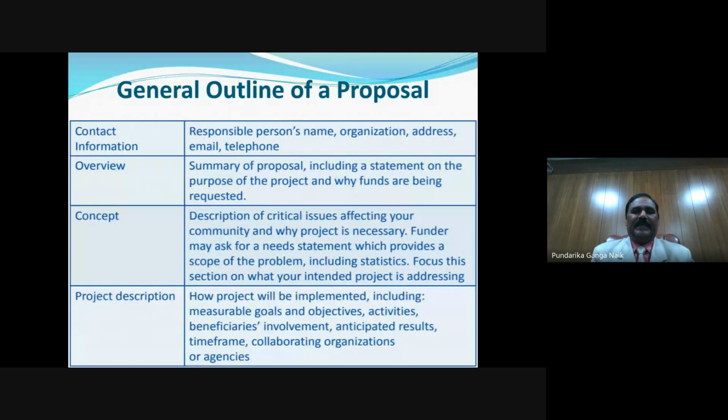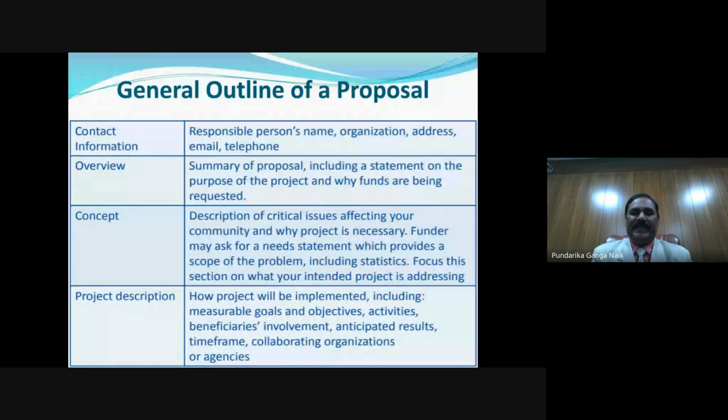So, the general outline of a proposal. Once again, it may differ from one funding agency to the other, but more or less we do follow this kind of procedure. First of all, as a standard practice, the contact information of the institution as well as the PI or co-PI who are working in the institution. Their affiliation details would be asked, and you are supposed to write the overview of your project, a summary of the proposal, including the statement and the purpose of the project and why funds are being requested.